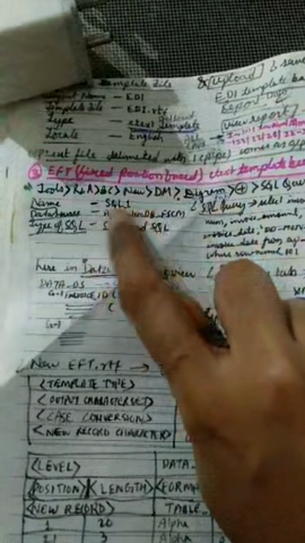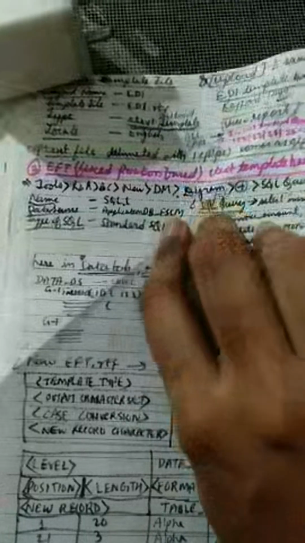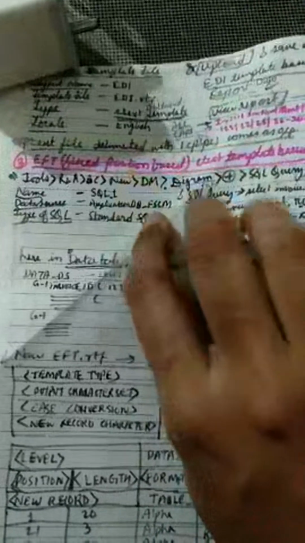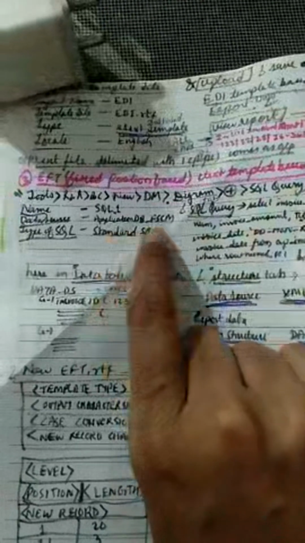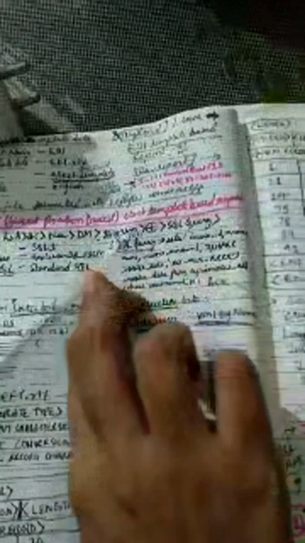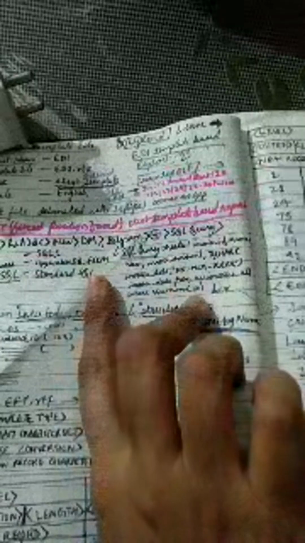So I've just given the standard name as SQL1 and application DB FSCM, because I'm using information from invoices. So this is finance and SCM both. After that, type of SQL is standard SQL. Then my SQL query is again the same one. I'm taking invoice ID, invoice number, then amount, then a date from AP invoices all, and again I'm taking less than 100 rows.